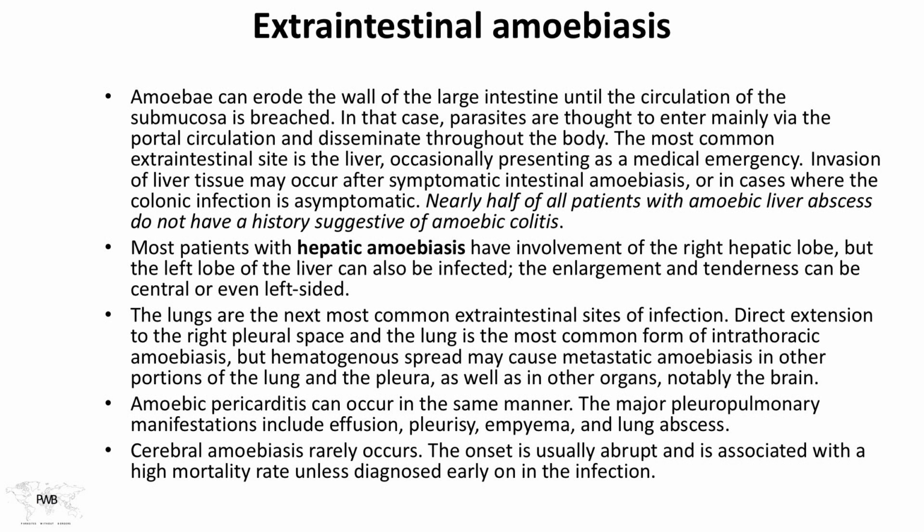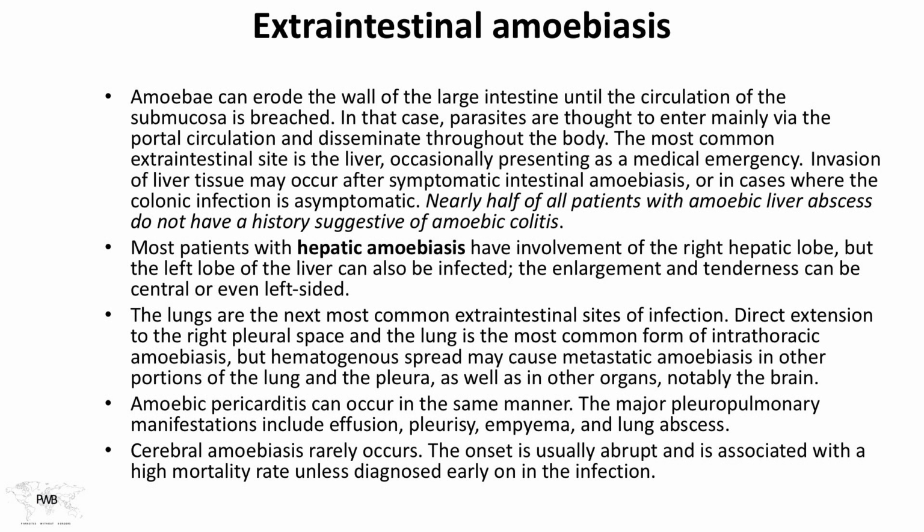The lungs are the next most common extraintestinal sites of infection. People often just think of the liver, but the lung can be involved as well. There can be direct extension to the right pleural space, and the lung is the most common form of intrathoracic amoebiasis. But hematogenous spread, so spread through the blood, may cause metastatic spread to other portions of the lung, to the pleura, as well as the brain.